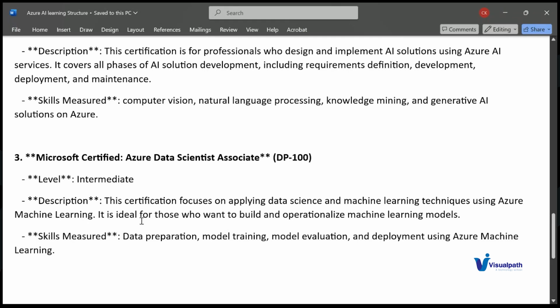So basically, it is ideal for those who want to build their machine learning applications, who want to train the machine learning models, and who want to deploy them. So this entire Azure Data Scientist Associate certification is all about demonstrating your skill set in how you prepare the data, how you train the models, and how we evaluate and deploy the model.